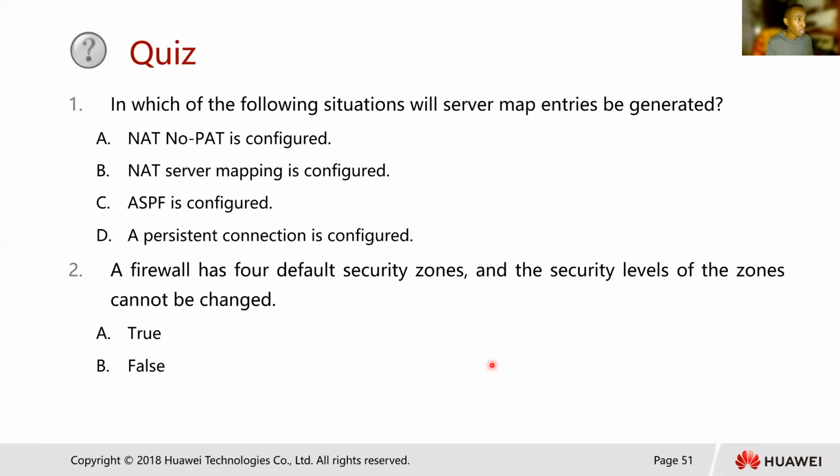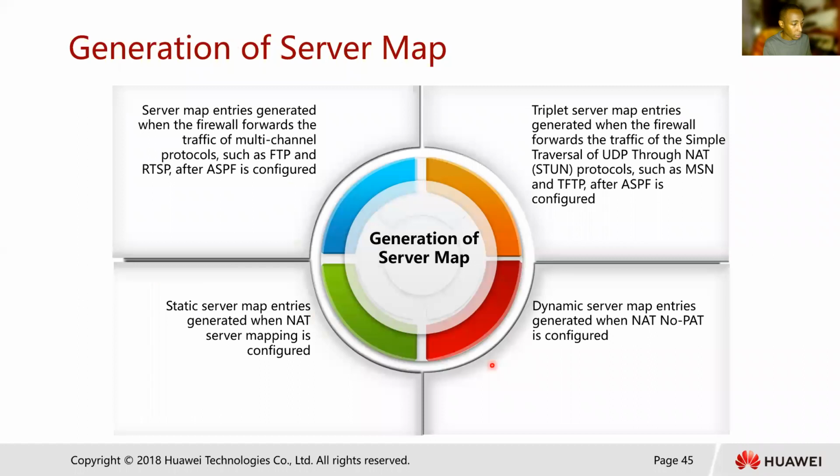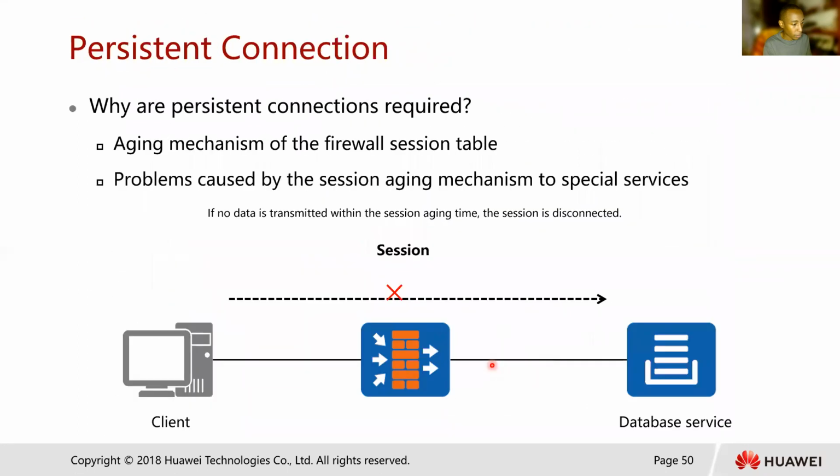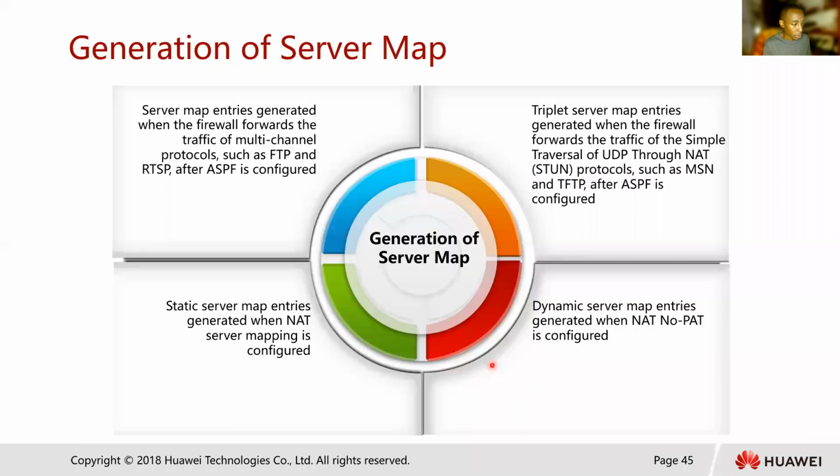And a persistent connection is configured. So in which situation, and if you look back, you can check that here. Sorry. When you look at this, in which situations is a server map generated? You can see them here.